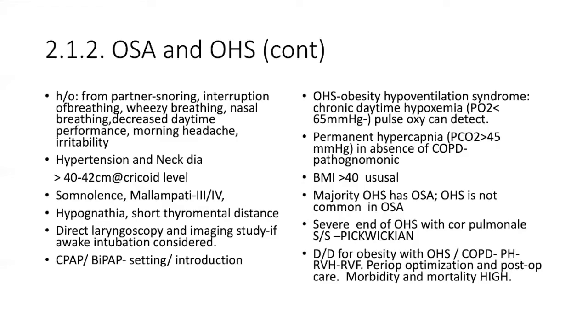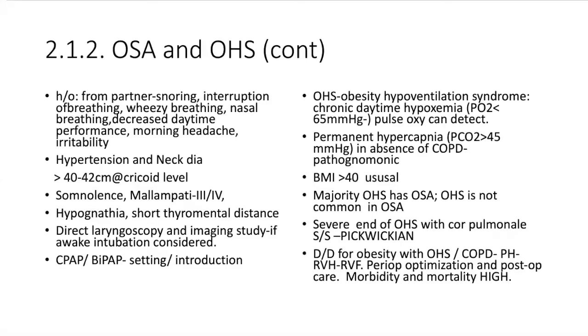We can take history from the partner about the snoring. There may be interruption of breathing or wheezy breathing, nasal breathing, making a lot of noises, and decreased daytime performance, morning headache, and irritability. As I said about neck diameter, 40 to 42 centimeter at the cricoid level. There may be daytime somnolence, and usually Mallampati would be 3 or 4. There may be hypognathia, short thyromental distance.